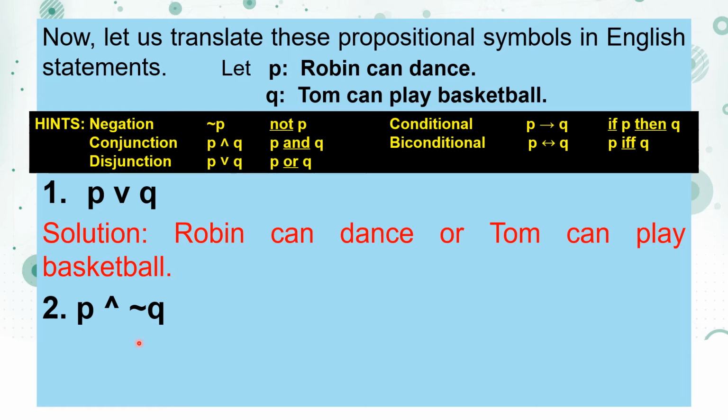Next, number 2. We have P and the symbol inverted V. So, it is conjunction. And our keyword for conjunction is the word "and." So, we read this as P and.